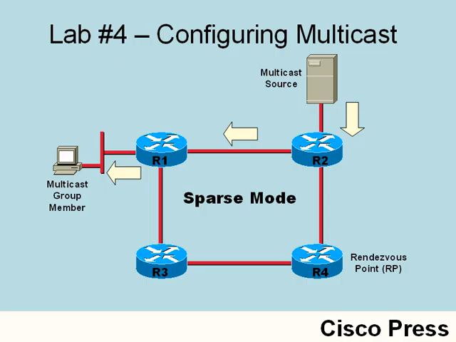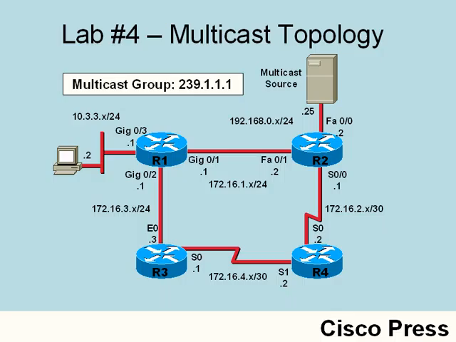Let's take a look at our specific topology that we're going to be working with. We have a multicast source. It has an IP address of 192.168.0.25. It's going to be sending traffic out to the multicast group 239.1.1.1. And notice that first octet.